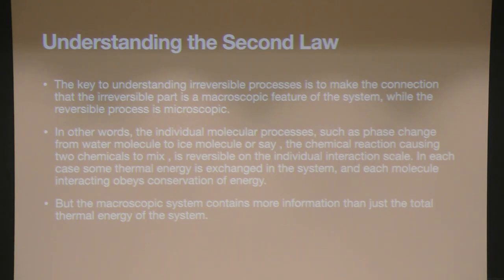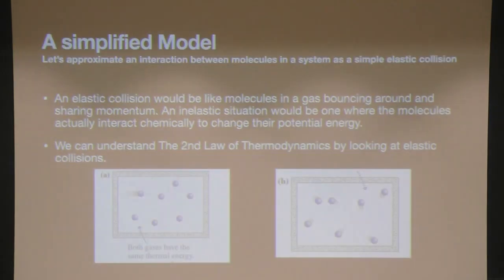It also contains information like what's the position of this molecule with respect to this molecule. And all of that information about specific positions and momentums of particles and who has what specific bit and how those are arranged, that ties into entropy and what really explains what entropy is. So let's understand that better by taking this simplified model.